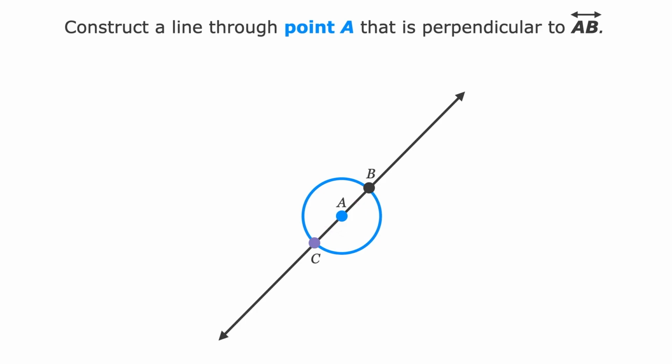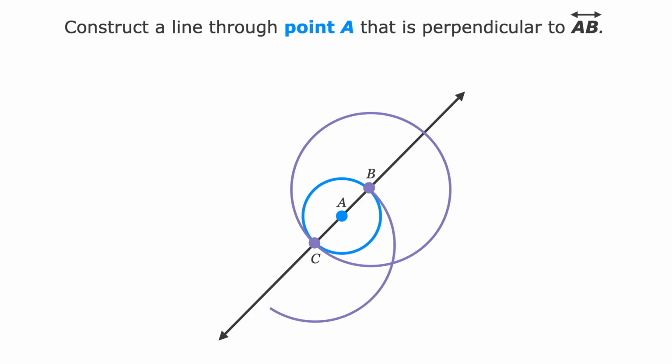Our next step is to draw another circle centered at point B with radius BC. And then we'll do the same thing on the opposite side of circle A. We'll draw a circle centered at point C with radius CB. Great! Now we just have to draw the line that passes through the intersection of the circles, point D, and the point on our line, point A.